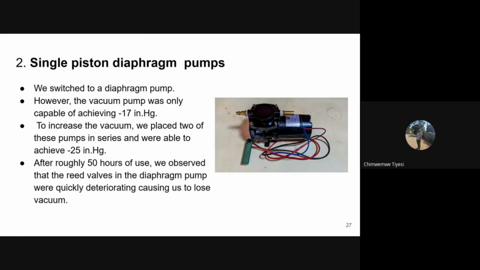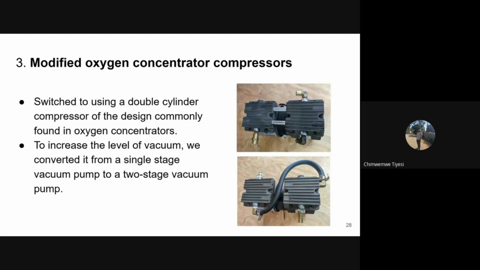So this is when we finally switched to using a double cylinder compressor. This design is commonly found in oxygen concentrators. One of the oxygen concentrators where it is found is the DeVilbiss 515 concentrator. So to increase the vacuum level, we converted from a single stage vacuum pump to a two-stage vacuum pump. So we had to do some replumbing. We removed the two cylindrical pipes, as you can see in the graphics there, and we had to close the holes that these pipes left with hex plugs. Then we connected the outlet of one cylinder to the inlet of the other just to increase the vacuum.